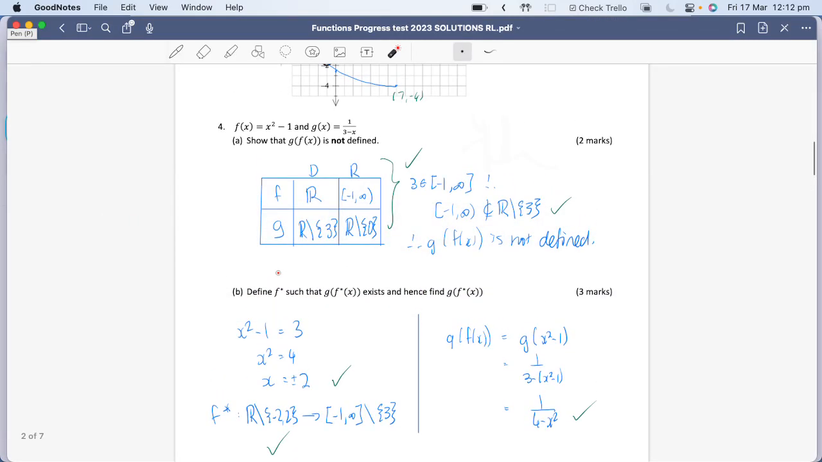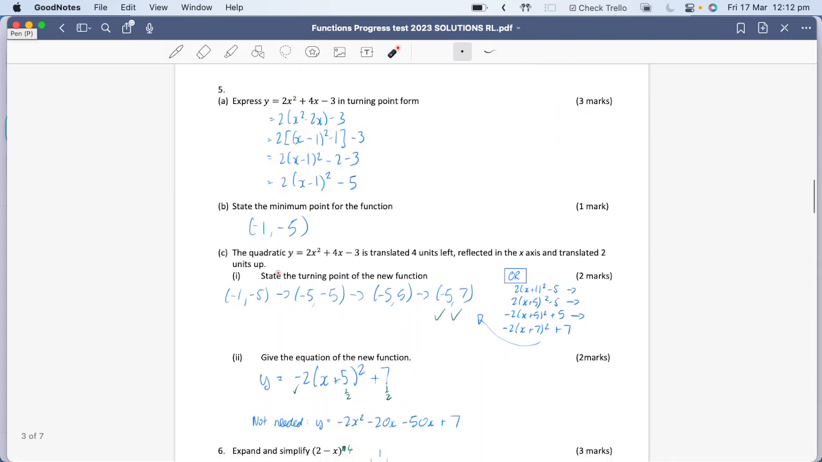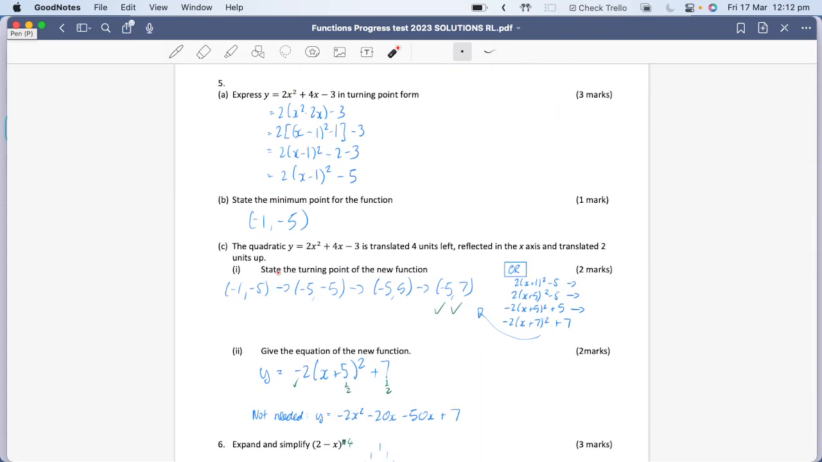Okay, so that's the end of that page. Next page. Express y equals 2x squared plus 4x minus 3 in turning point form.